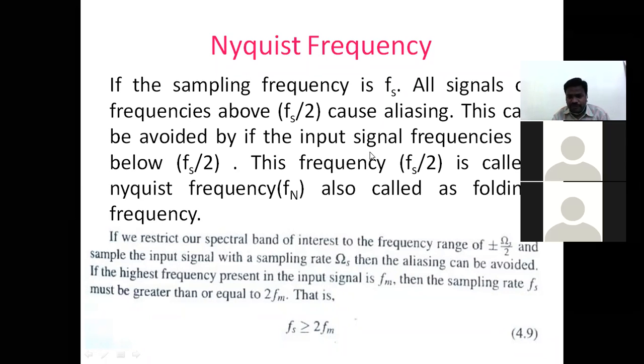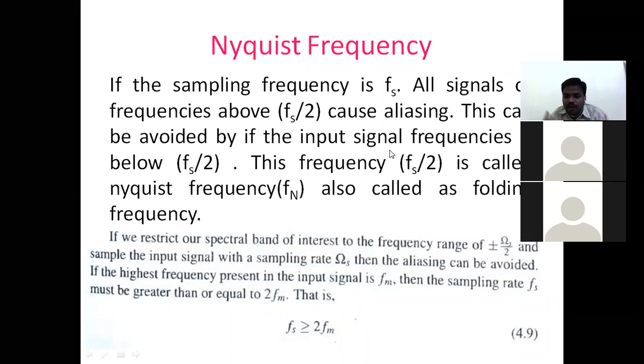So the signal frequencies of the considered signals which are greater than or above fs by 2 cause aliasing. Nothing but some type of distorted waveform you will get whenever you are regenerating or reconstructing the original data from the sampled values. So this can be avoided.